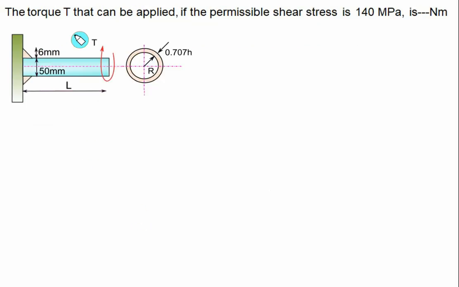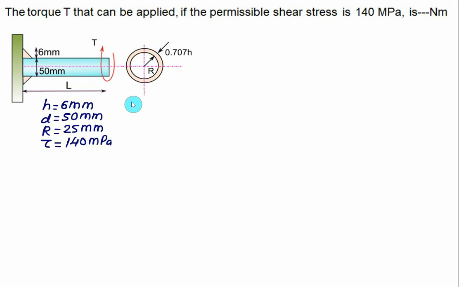Now the torque T that can be applied if the permissible shear stress is 140 megapascal. We are given the leg size h equal to 6 mm, diameter D equal to 50 mm, hence radius is equal to 25 mm. The value of tau allowed is equal to 140 megapascal.